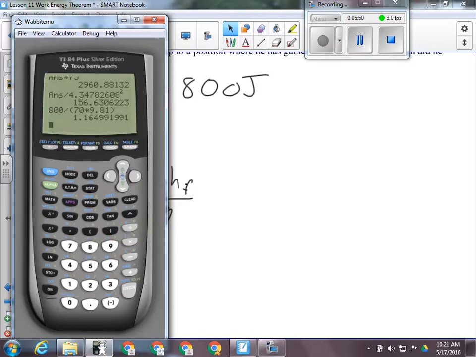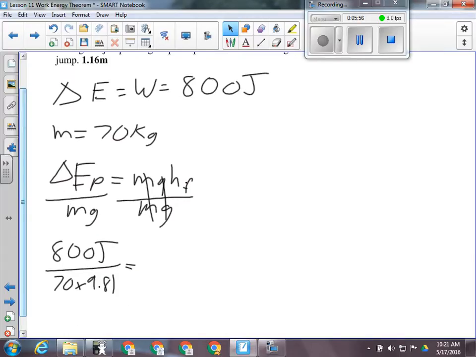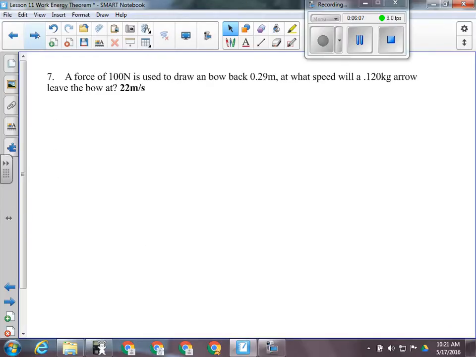1.16 meters. Actually, are there 3 significant figures in that question? I think there is. Yeah. Okay, Thomas. Oh, no, because I gave it out yesterday. See me in a minute, I'll give it to you. Okay, other ones. Okay, so, sorry, that's number 7.